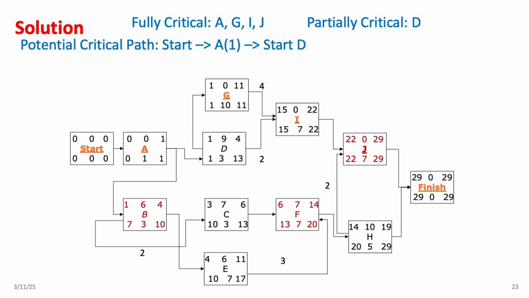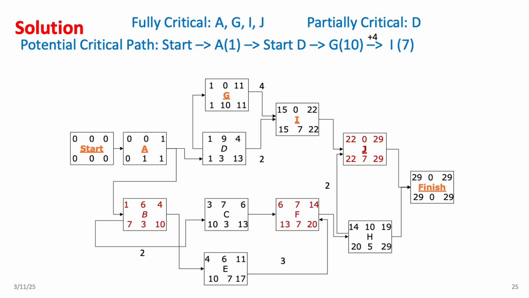From the start of activity D, we move to activity G, which takes 10 days to complete. This activity is fully critical, so the whole activity could be part of a critical path. Then, we go from activity G to activity I, which has a duration of 7 days. It is also fully critical, so we add it to the path. Don't forget the 4-day lag between G and I. That time is also part of the path.